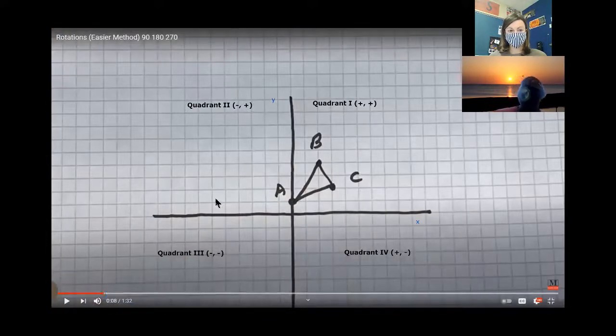All right, so for A, what's the ordered pair for A? Can someone tell me what the ordered pair is for that? 0, 1. Thank you very much. So I'm going to come down here and I'm going to put 0, 1. Place that right there. All right.